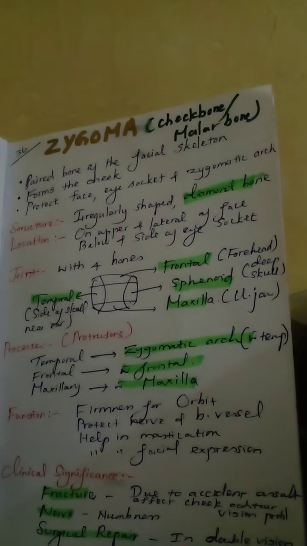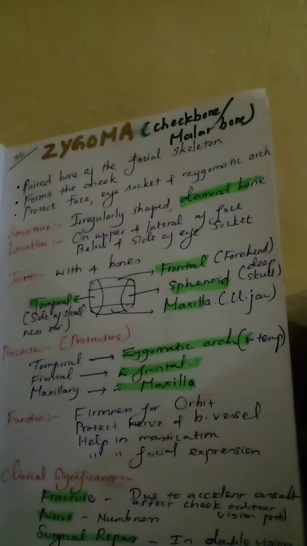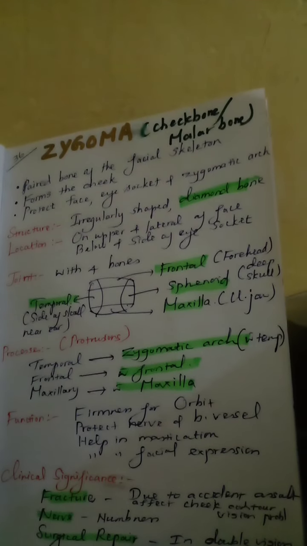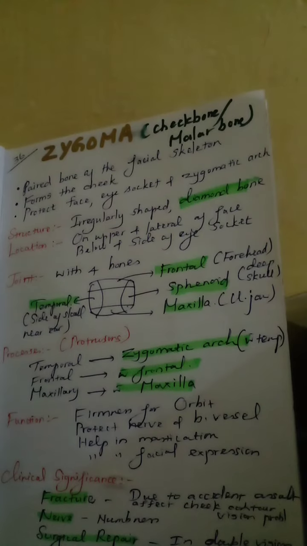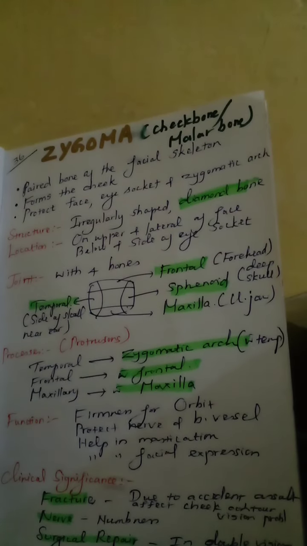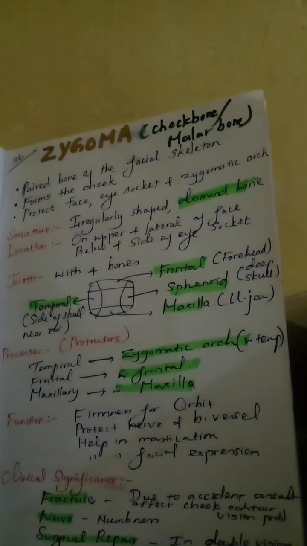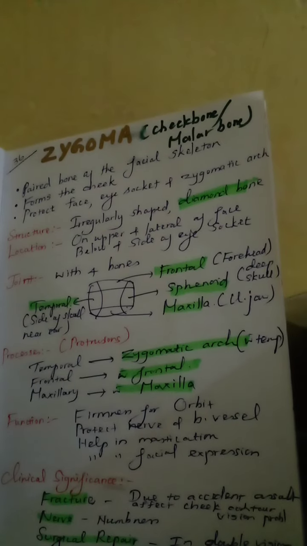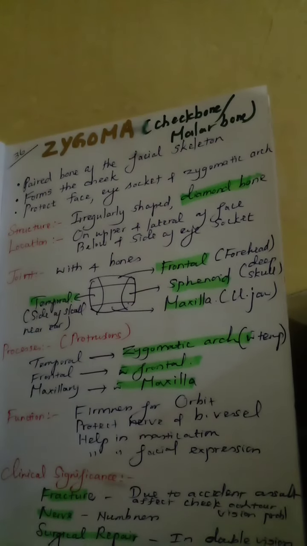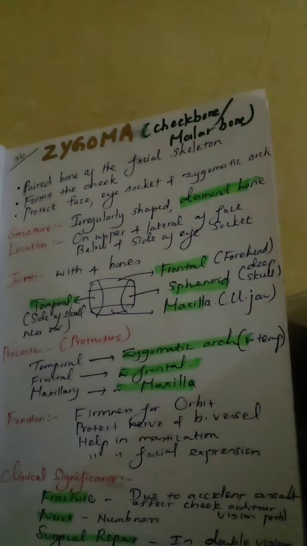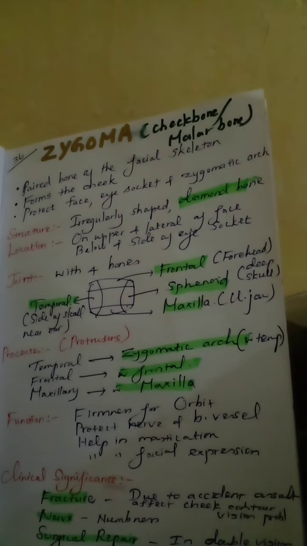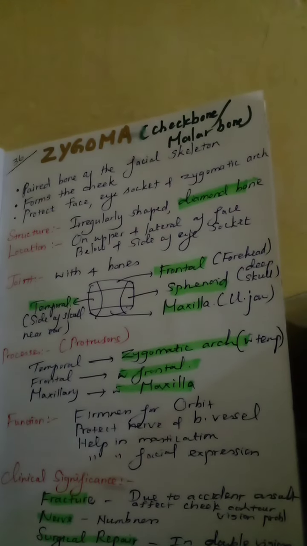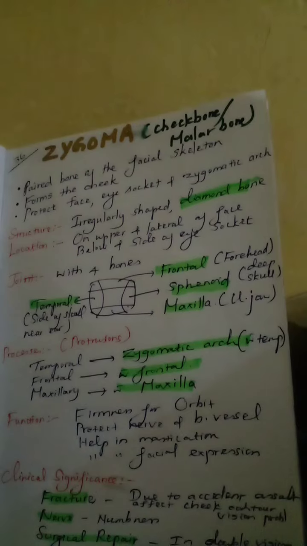So, what happens if anything goes wrong with this bone? If there's a fracture due to an accident or an assault, it will affect the cheek contour or even the vision, because it's present in the cheek as well as below and to the side of the eye socket. And sometimes, if there's a nerve problem, there can be numbness experienced. Or if there's a surgical repair, double vision or changes in facial appearance can be observed.